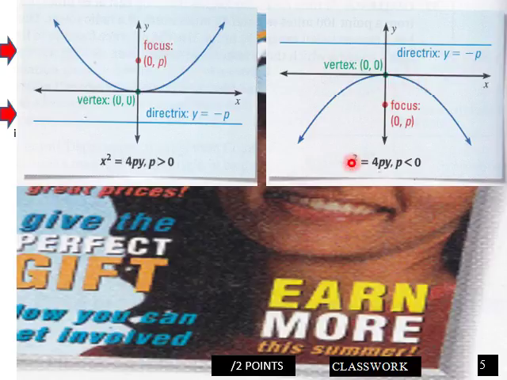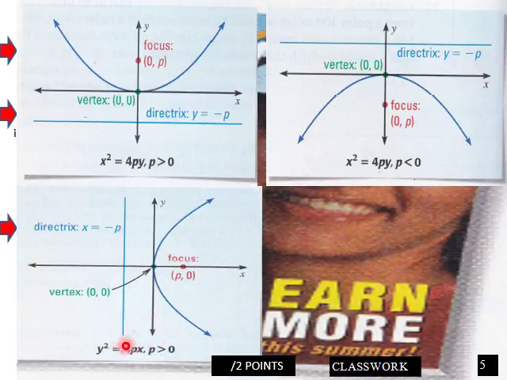And then for x squared equals 4py where p is less than 0, whereas before p was greater than 0, we have a negative element for our quadratic function here. So our parabola is going to point down now instead of up. Here's our focus, and here's our directrix. Equal distance from here to here.